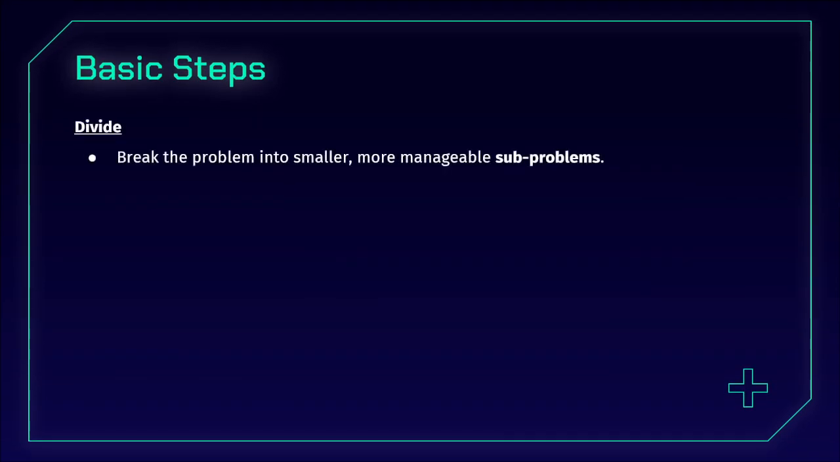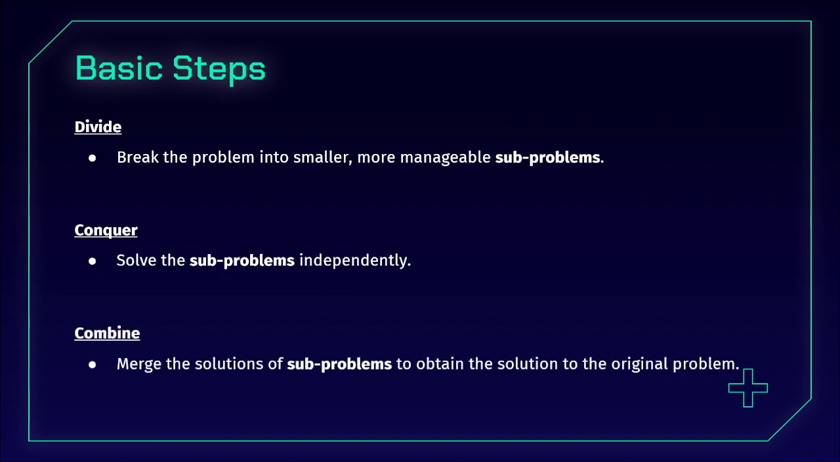Let's take some basic steps of the divide and conquer strategy. Divide: break the problem into smaller, more manageable components. Conquer: solve each smaller component independently. Combine: integrate the solutions of the smaller components to address the original problem comprehensively.